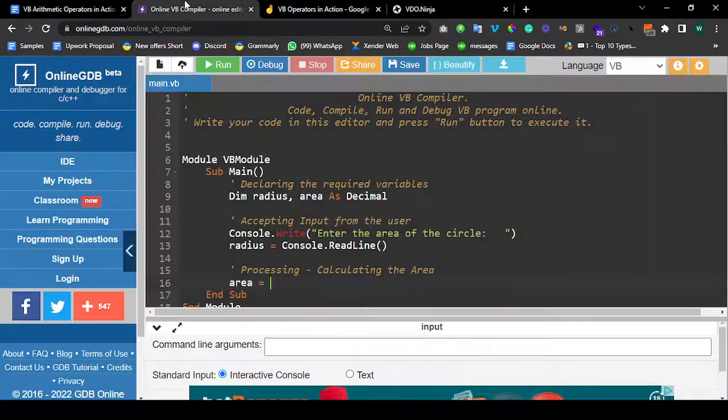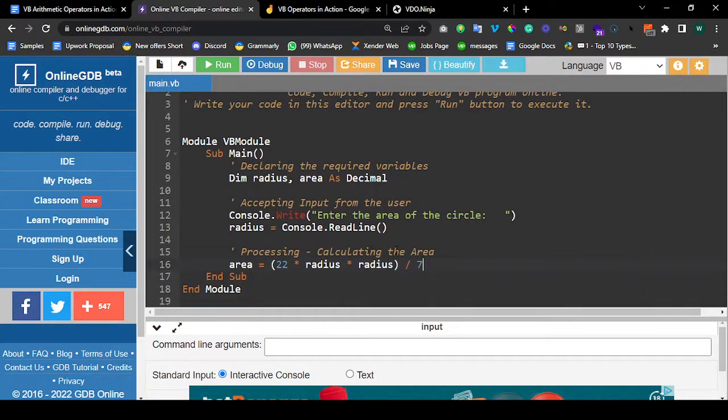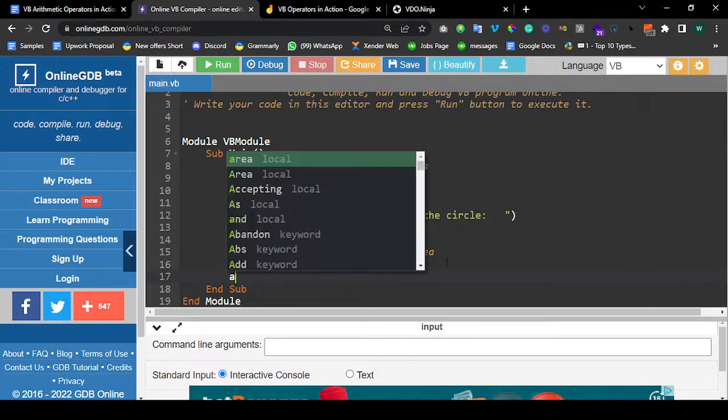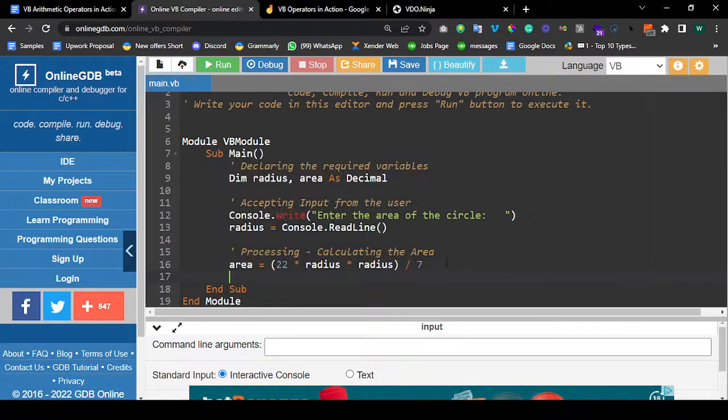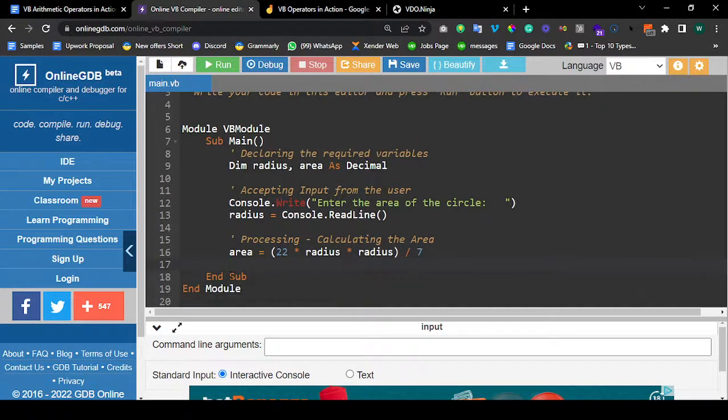Sorry, but don't forget what we have is radius and not r. R is not defined, so this will be radius, and this will also be radius. So our area is calculated.